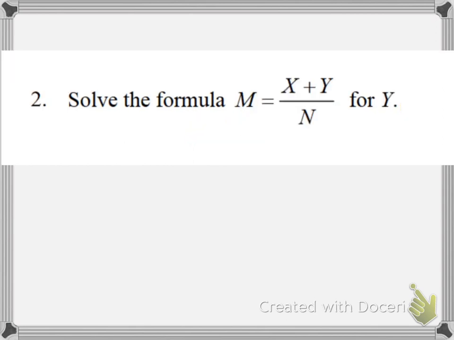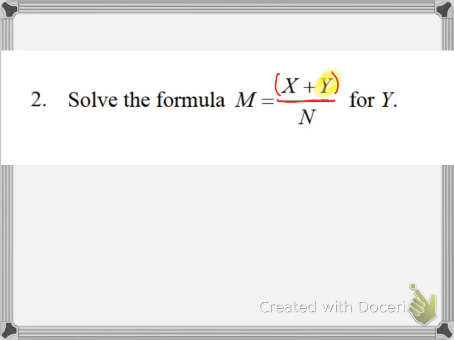Okay, this one, we don't have any numbers anymore. In the last one, we had some coefficients. This one says m is equal to x plus y all over n. Okay, and the variable we're trying to isolate in this case is y. So, an important thing to realize here is that this division symbol is actually acting as a grouping symbol, and it is grouping together our x and our y.